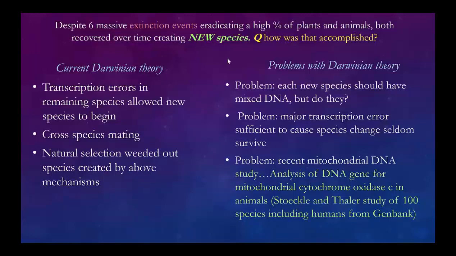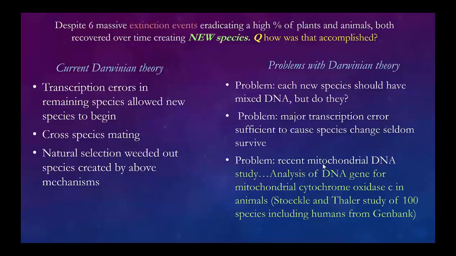Now, here are the problems with Darwinian theories. Each new species should have a mixed DNA because it came from two different structures, two different species, so it should have some from this and some from the other. But the question is, do they? And that's what we're looking at in today's science. The problem is that major transcription errors are usually destructive. They seldom have the ability to create a new species, and most of the time these will cause the species to fall apart or not survive.